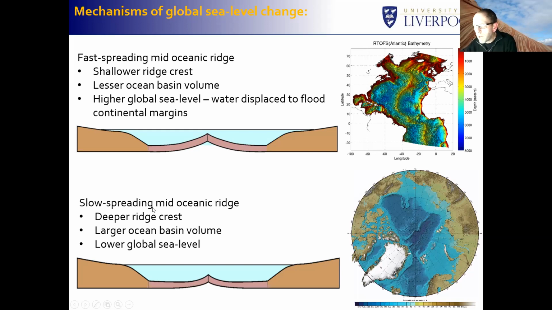With slow spreading ocean ridges, you've basically got a deeper ridge crest, a larger ocean basin volume, and therefore lower global sea level because the ocean basin volume is greater. There's more storage capacity for the water, less water displaced onto the continents, lower global sea level.